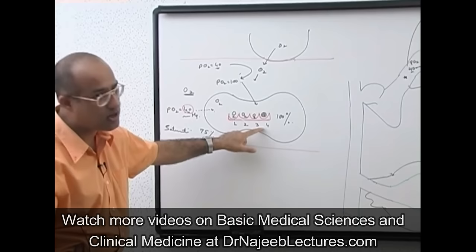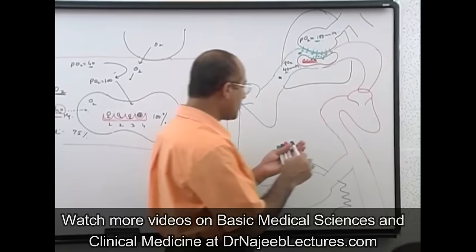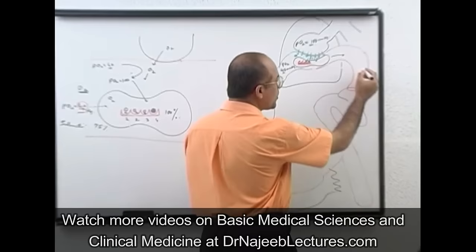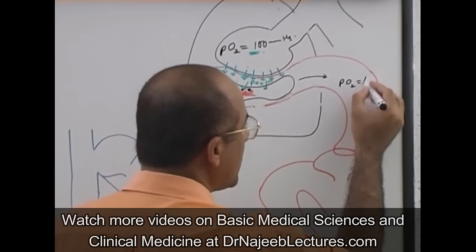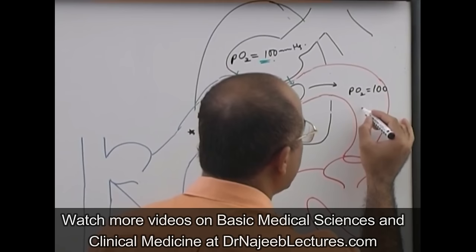Is that right? Now, blood will move to the left heart. When it is going towards the left heart, what is the partial pressure? Now you will tell me. 100 millimeter of mercury. Hemoglobin is how much saturated? 100% saturation.